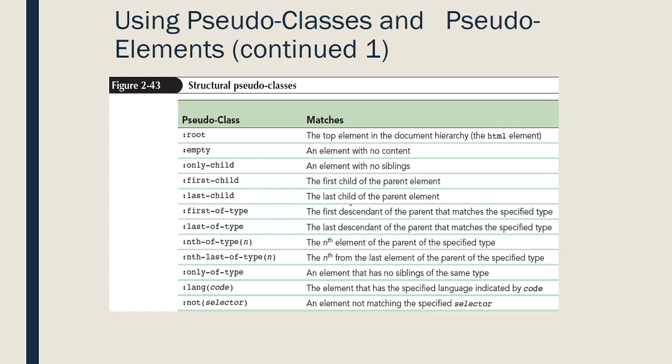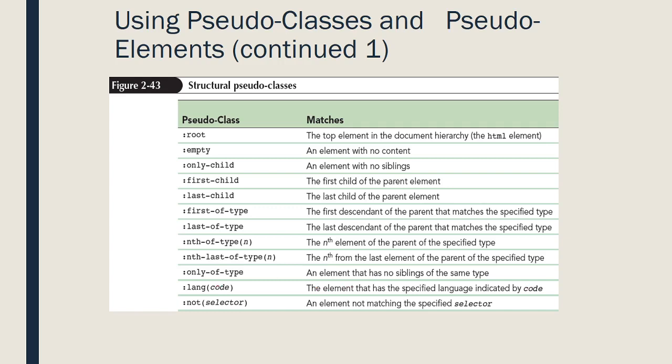Last-child is the last child of the parent element. First-of-type, last-of-type, nth-of-type(n): this is the nth element of the parent of the specified type. We have also the pseudo class lang. This element has the specified language indicated by the code.